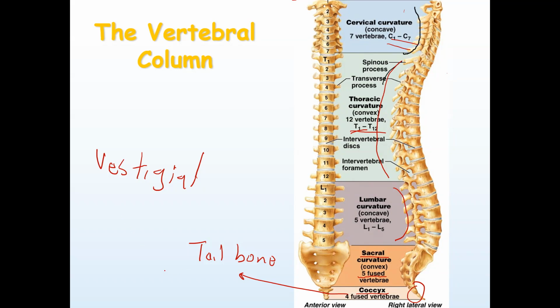Now, that said, your coccyx is the remnants of tails, right? Because, of course, human beings are evolved from monkeys, and monkeys tend to have tails. Now, that said, let's talk briefly now about the curves, right? Remember, cervical region, concave curve, thoracic region, convex curve, lumbar, concave again, and sacral, and the coccyx as well, are all convex curve.